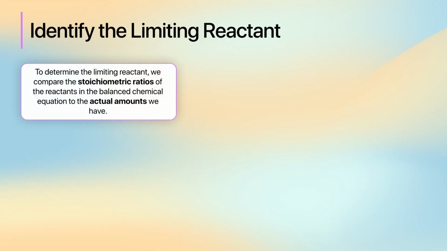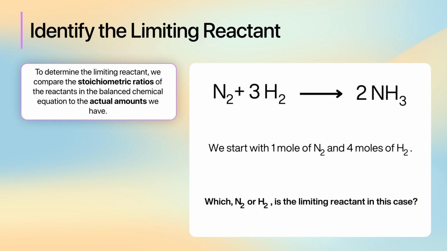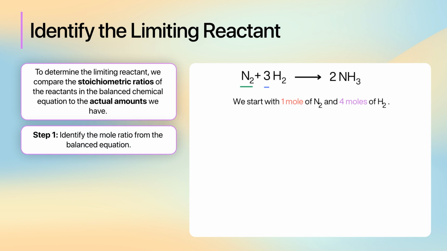To determine the limiting reactant, we compare the stoichiometric ratios of the reactants in the balanced chemical equation to the actual amounts we have. This is best illustrated with an example. Suppose we have the following reaction, and we start with 1 mole of N2 and 4 moles of H2. Which of N2 or H2 is the limiting reactant in this case? Step 1 is to identify the mole ratio from the balanced equation. The ratio of N2 to H2 is 1:3.